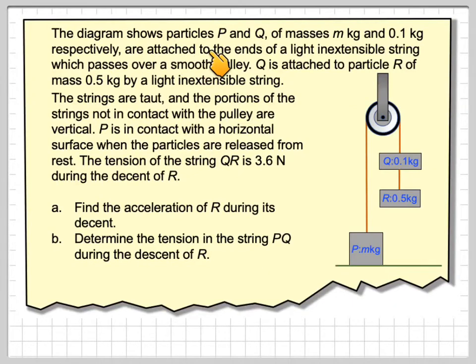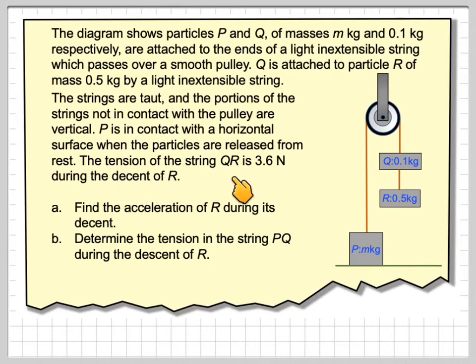The diagram shows particles P and Q of masses m and 0.1 kilograms respectively attached to the ends of a light inextensible string which passes over a smooth pulley. Q is attached to the particle R of mass 0.5 kilograms by a light inextensible string. The strings are taut and the portions of the string not in contact with the pulley are vertical. P is in contact with the horizontal surface when the particles are released from rest.